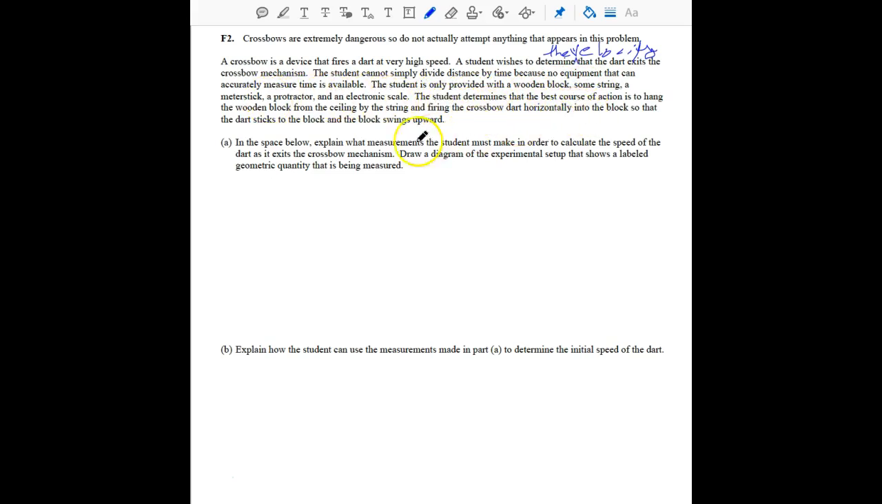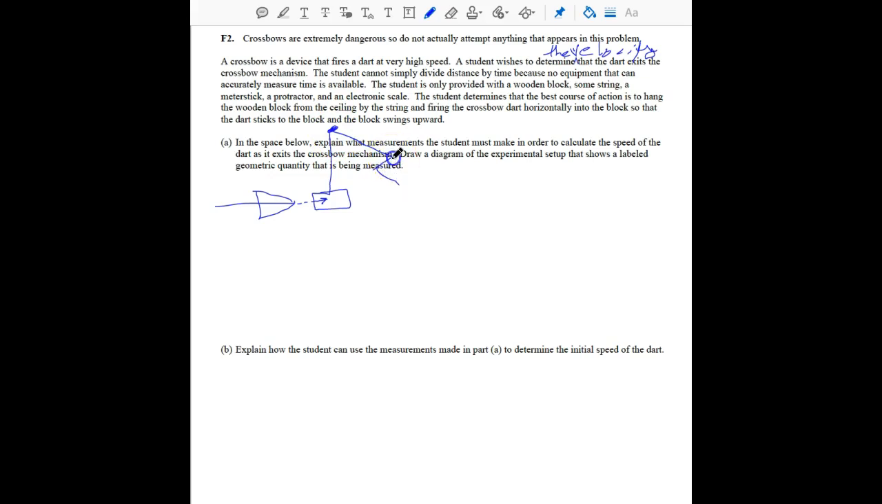And they know that the best way to do this is to hang the block from the ceiling, and fire that crossbow so that the dart sticks in and the block swings upward. So you've got your crossbow here, and we'll make the crossbow look like this. Then we've got a string that hangs down, and then you've got your block. What happens is that the dart hits the block, and when it does, this whole thing swings up.